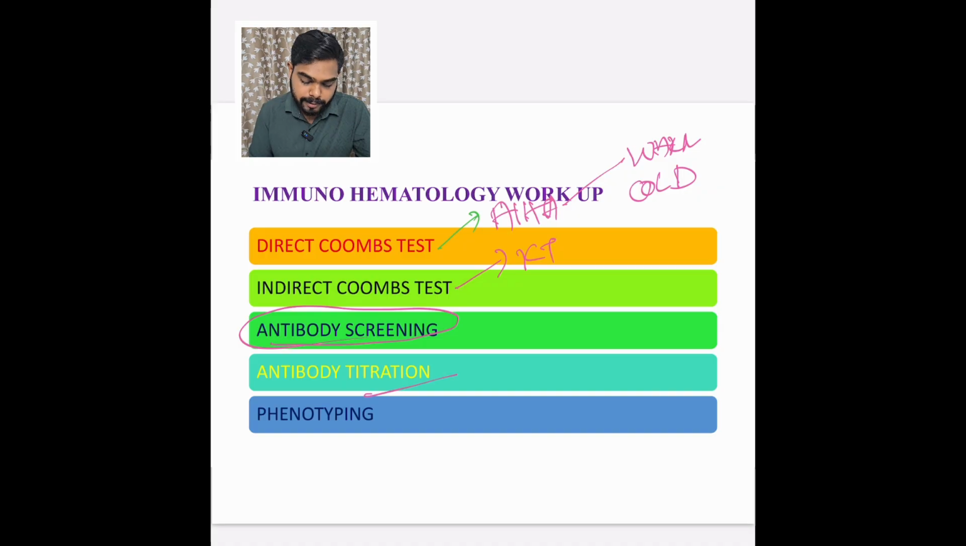And one other procedure is antibody titration, especially in anti-D cases, in Rh negative cases. We do titration, and we have to know where the critical titer is. According to that, the treatment plan will change.